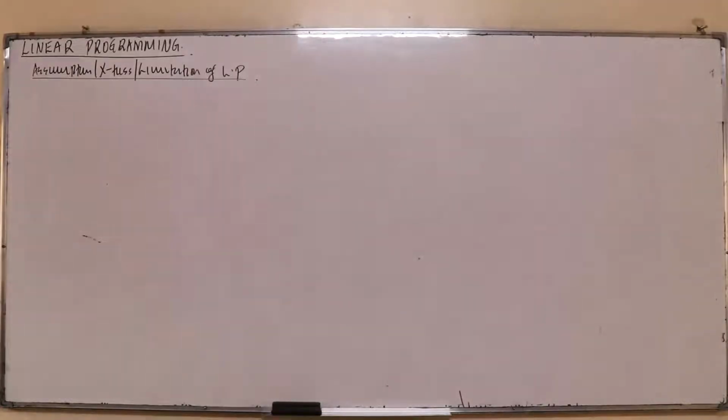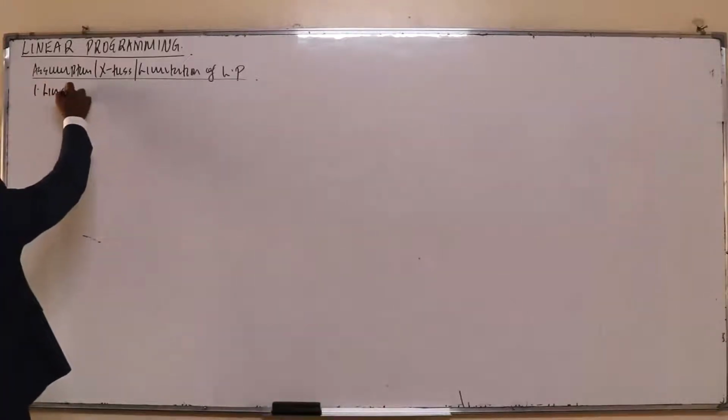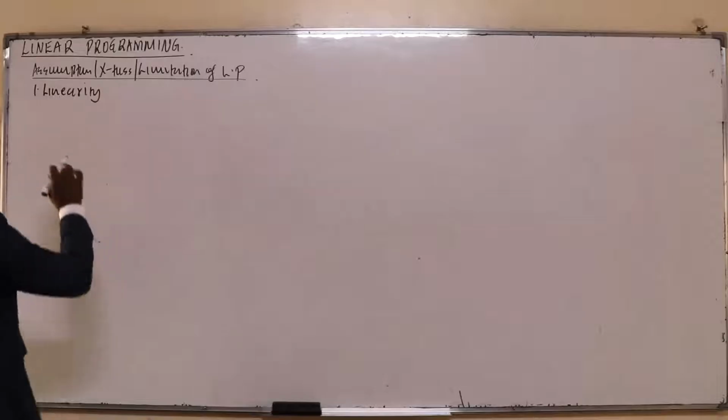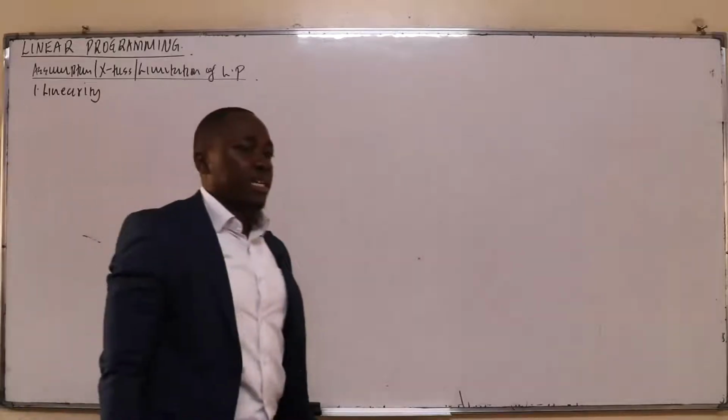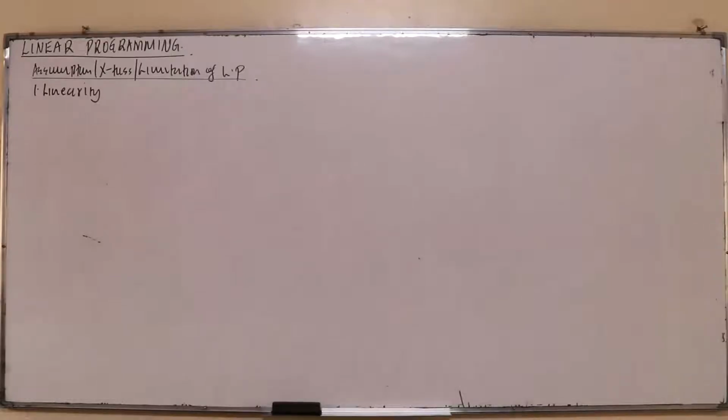Number one, linearity. What do we mean by linearity? Now we explain. This assumes that there is no economies of scale and diseconomies of scale.